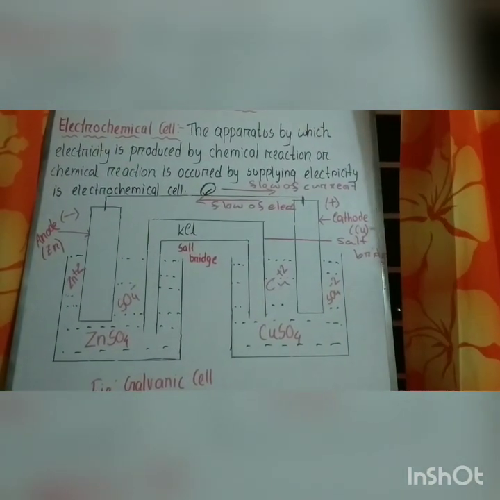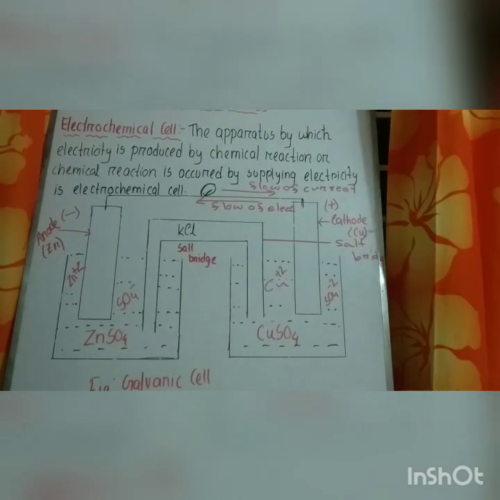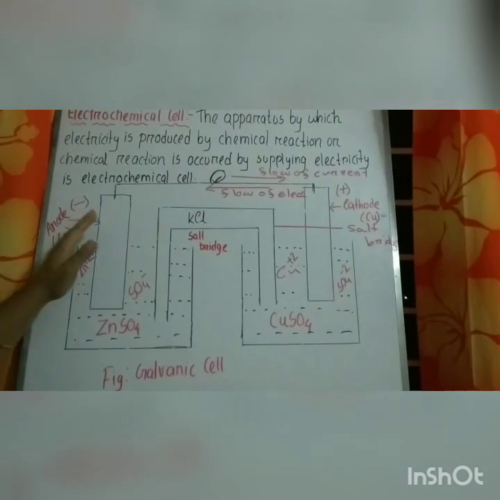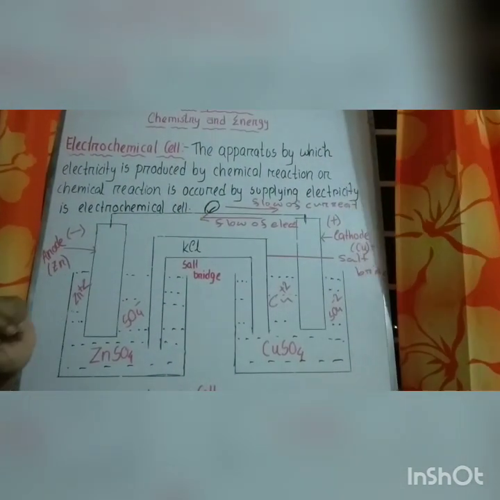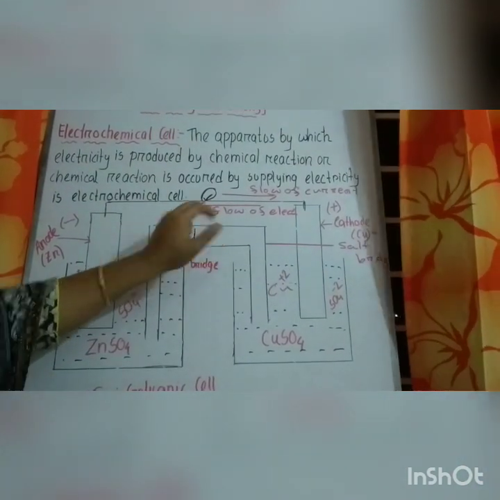We have to set the apparatus like this: the anode will be connected with the positive end of the battery and the cathode will be connected with the negative end of the battery.